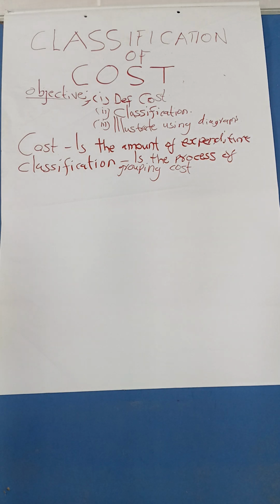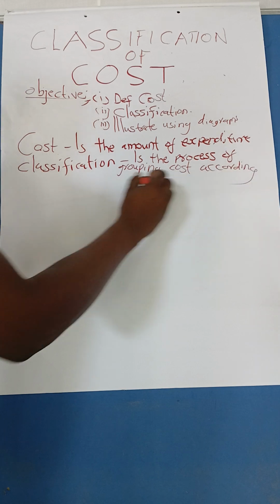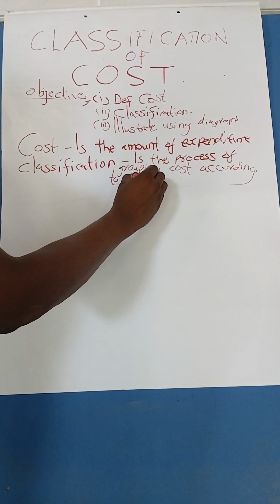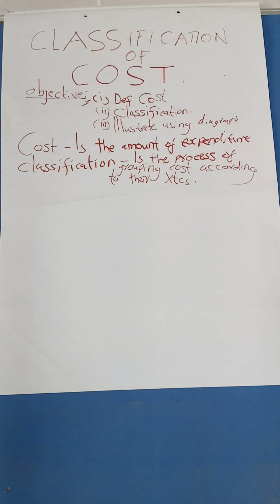Grouping costs according to their common characteristics. As I've mentioned, if the costs we have incurred are for materials, we will be able to group them as costs for materials. These costs were for labor. These costs were for paying rent. That is why we are saying it is the process of grouping.